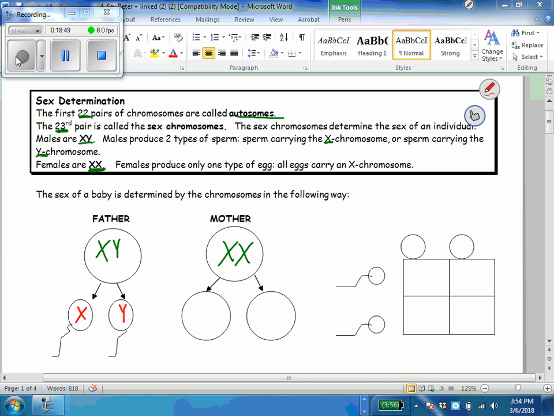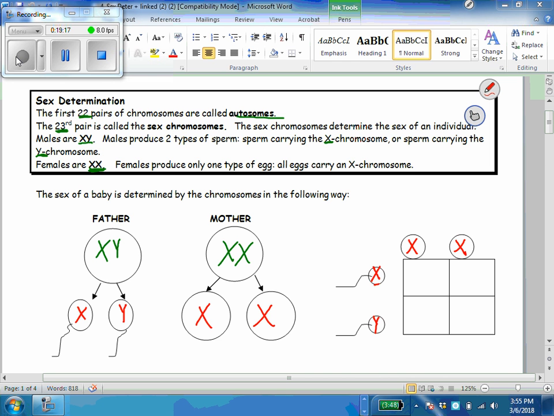Now if they don't separate, and you somehow get an XY on one side and nothing on the other, that's called non-disjunction, and that can give you something like Turner syndrome or Klinefelter syndrome, something we talked about with the karyotypes, right? Mothers, it doesn't matter. When they separate in meiosis, you're always going to get X eggs. So over here, again, this shows the gametes.